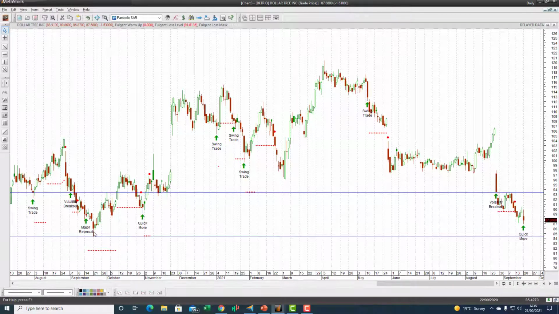But you can see things we'd like to see as a major market reversal or a swing trade. But you can see some of the other ones. That swing trade worked out nicely. Their volatility breakout, major reversal worked out nicely. Quick move worked out nicely. Their swing trade there failed. That one worked. And that swing trade failed.